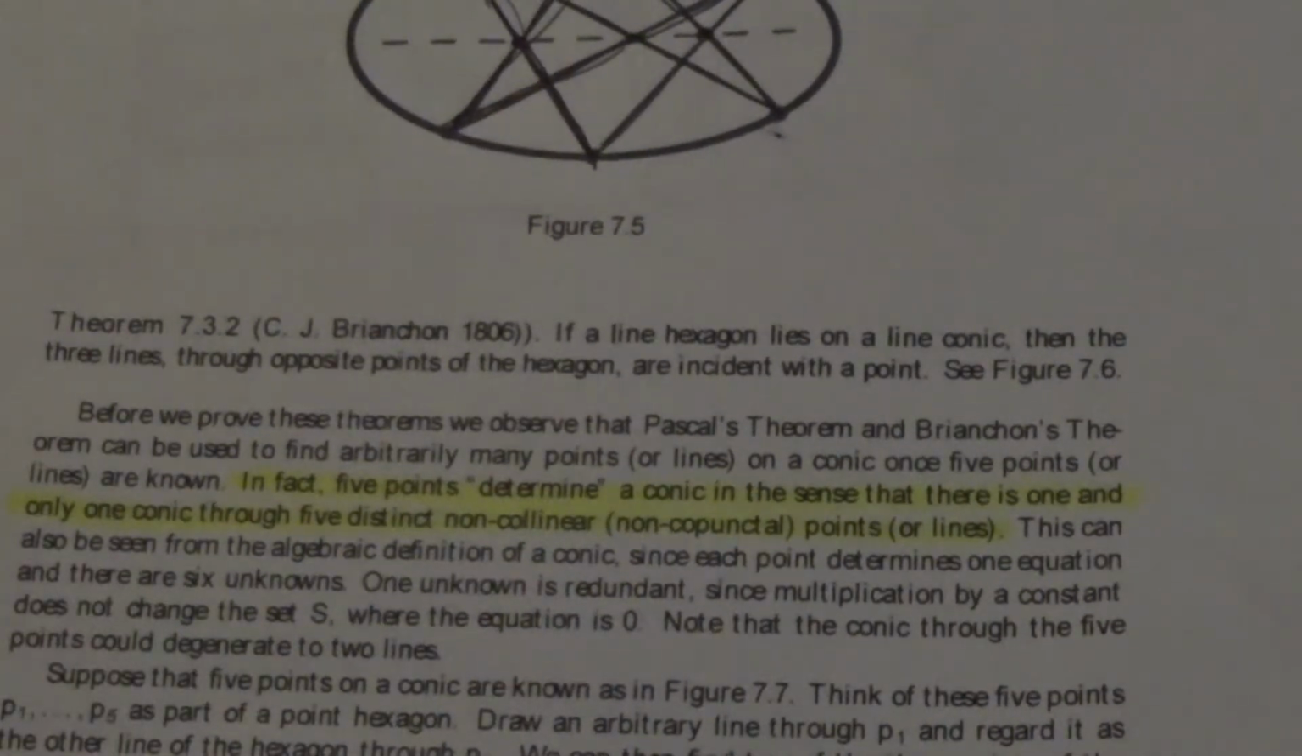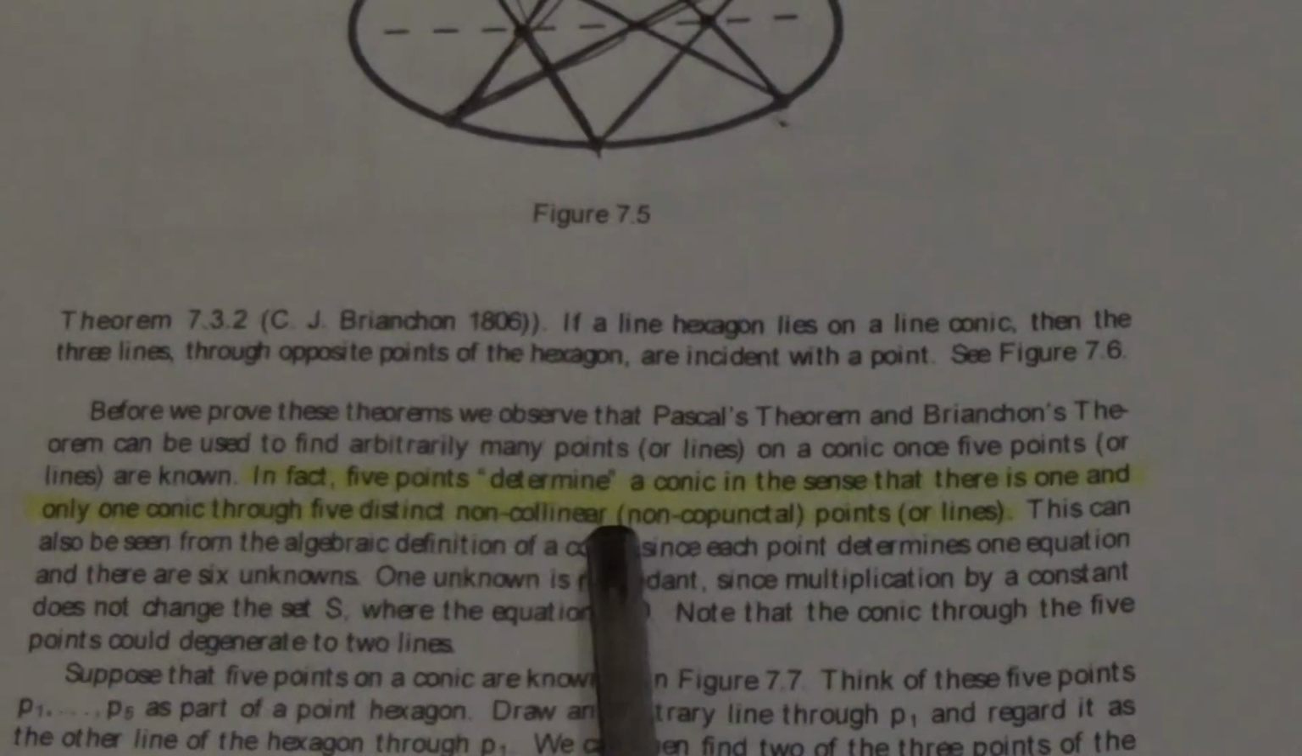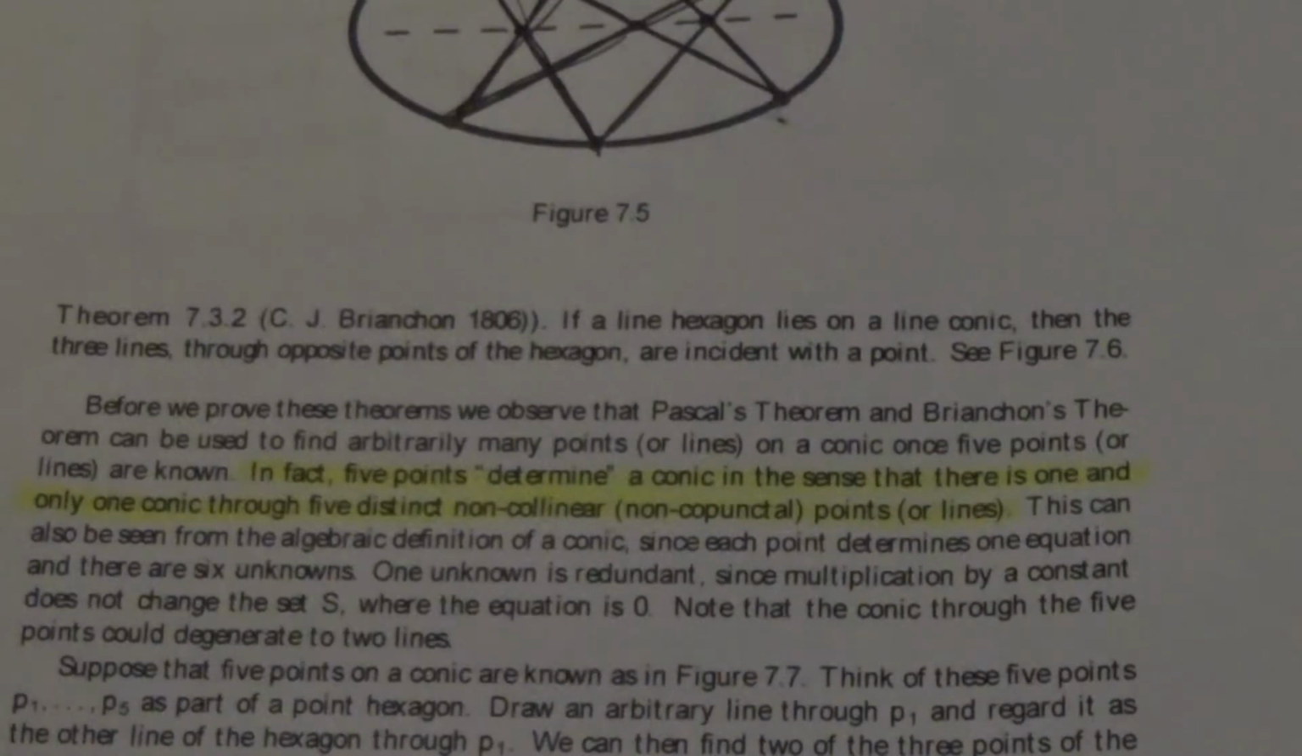Well, alright, that makes sense, I suppose, at least in certain contexts. Well, for a conic, it turns out the number is actually 5. It's exactly 5 points that uniquely determine a conic. As you can see, there is one and only one conic through 5 distinct non-collinear, or non-copunctual, points or lines. You can even consider taking a piece of paper and simply jotting down 5 non-collinear points, and then imagining what kind of conic would be defined by these 5 points.